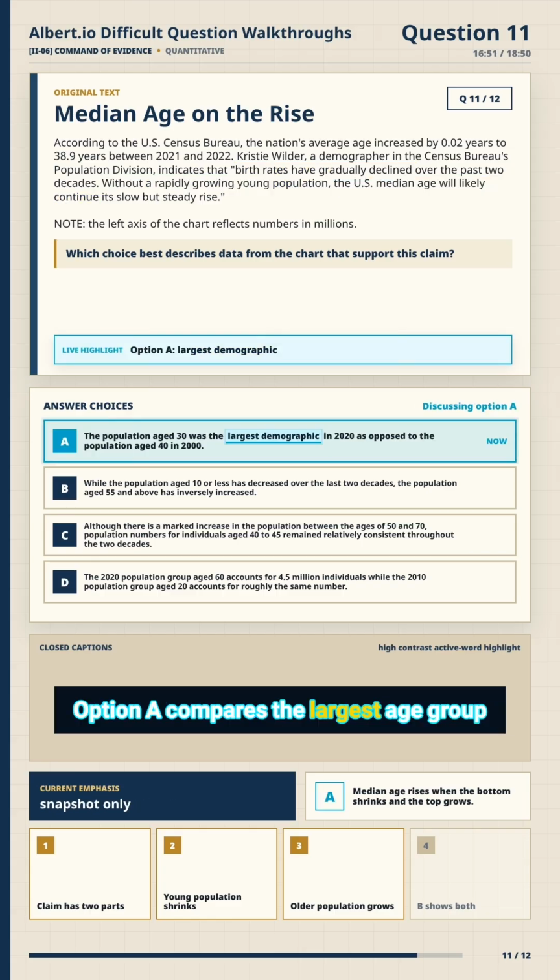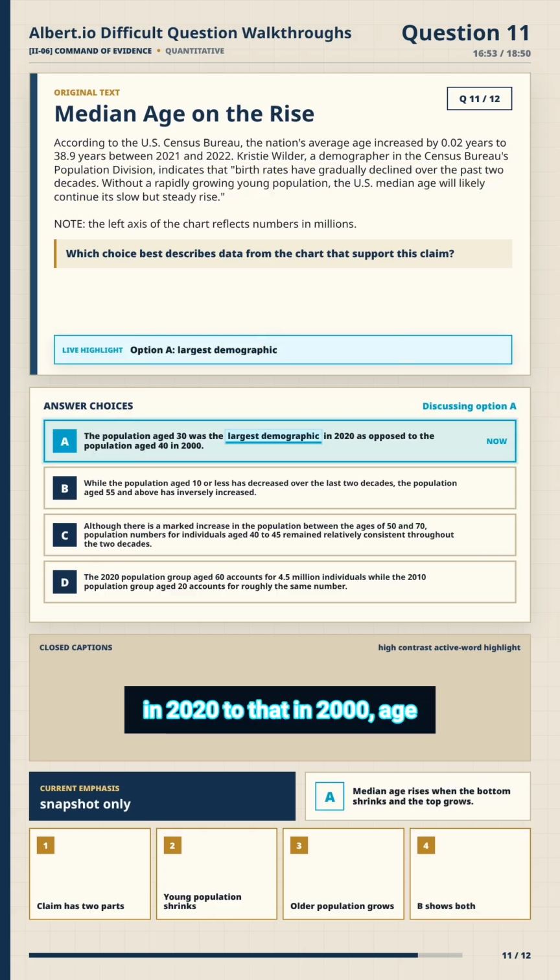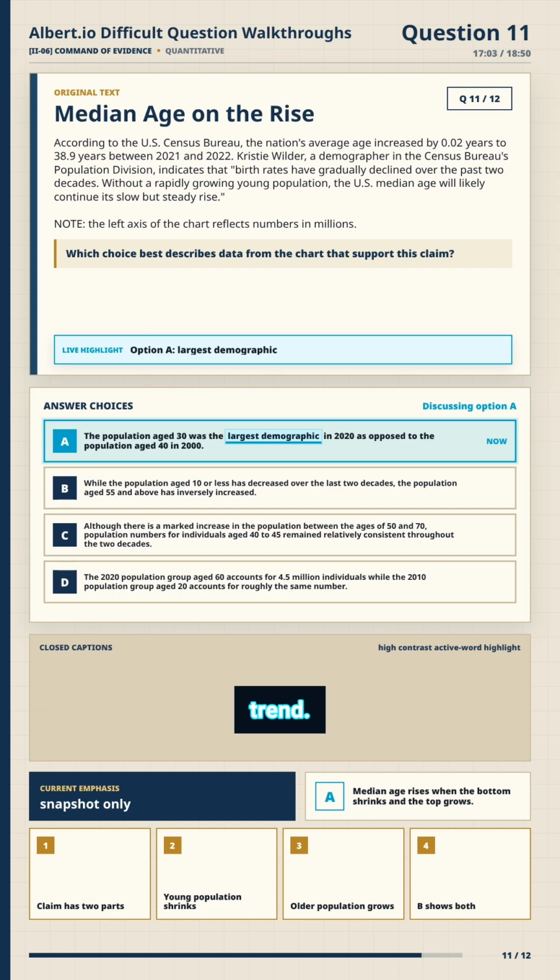Option A compares the largest age group in 2020 to that in 2000, age 30 versus age 40. This is a single data point about which cohort happens to be largest in each year, and doesn't tell us about birth rates or the older population. It is a snapshot rather than a trend.